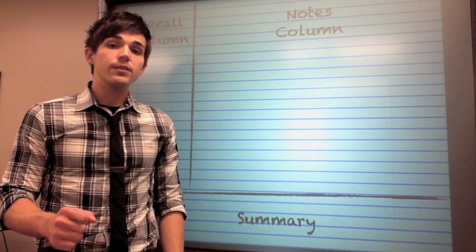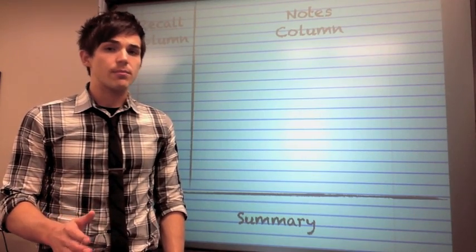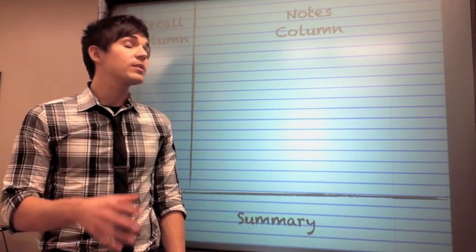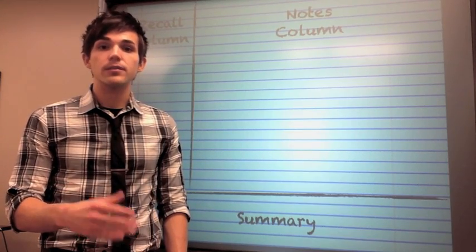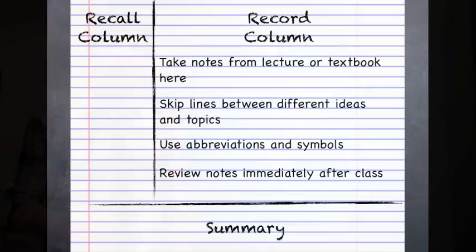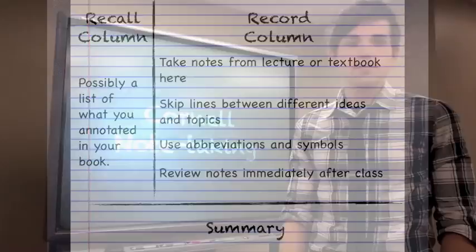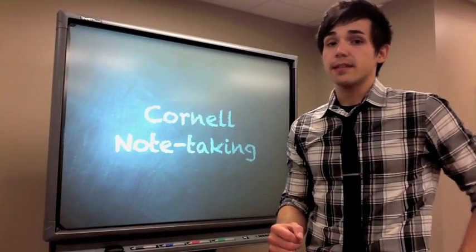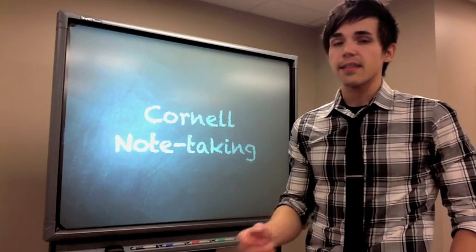When taking Cornell notes from text instead of the lecture, there are a few things that you need to remember. First, remember to paraphrase and not to copy specific details from the book during the recording step. For the recall column, if you've effectively annotated your book, the recall column may end up being a more organized list of what you've annotated in your book. Using the Cornell note-taking system will leave you with an organized study guide from both the text and the lecture.